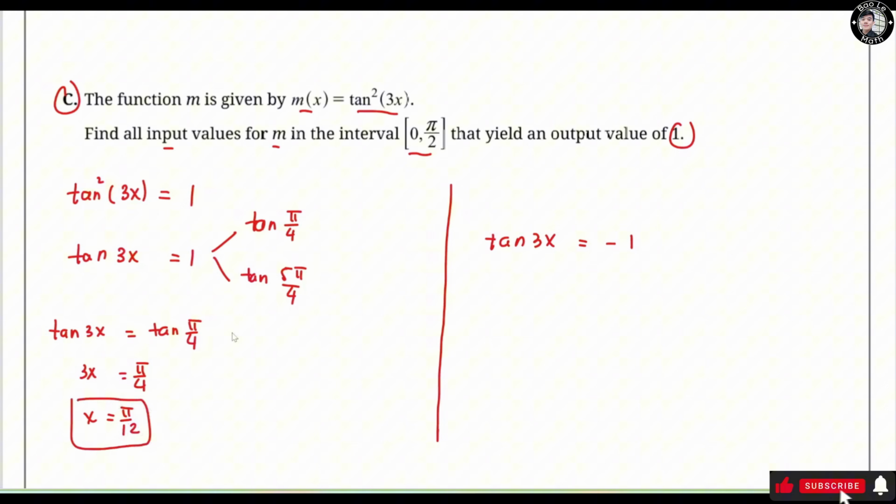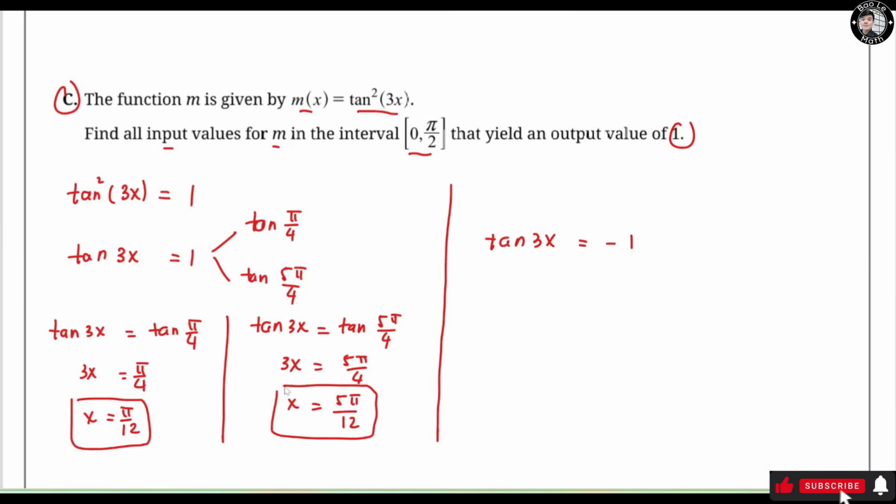First solution. Second one, tangent of 3s equals tangent of 5 pi over 4, so 3s equals 5 pi over 4, and then s equals 5 pi over 12. Second solution. Make sure s is inside the domain right here.